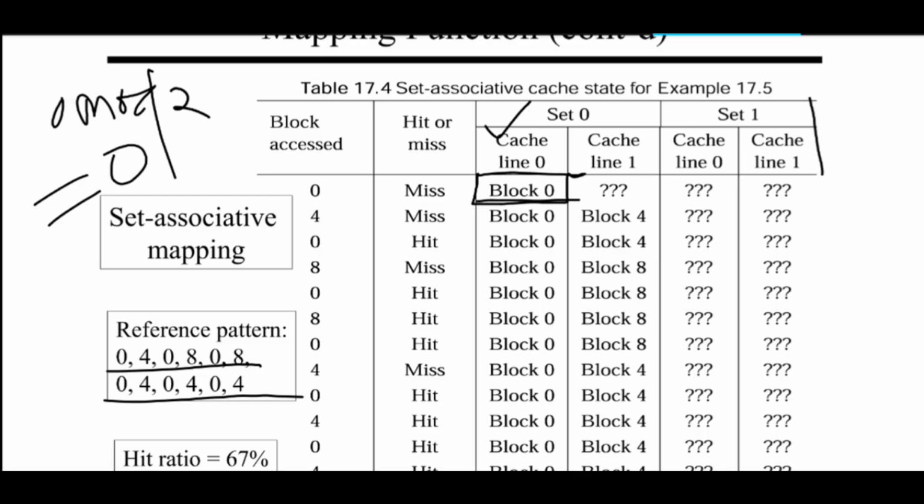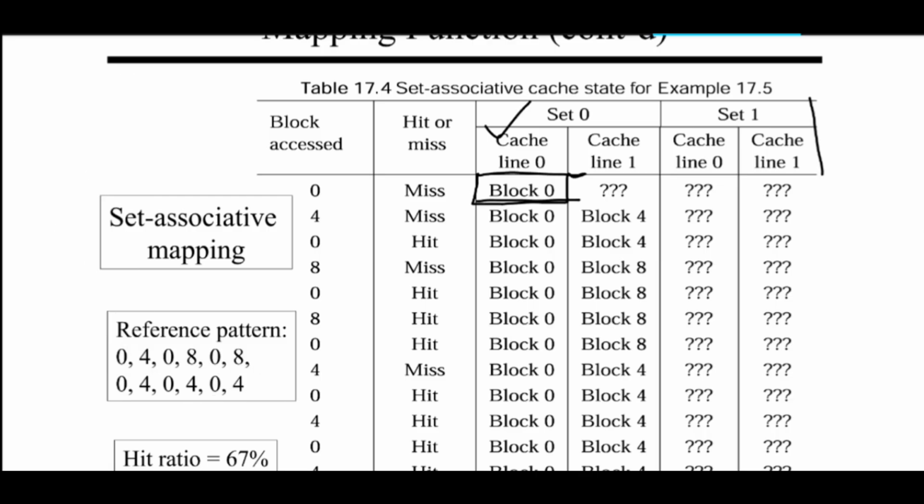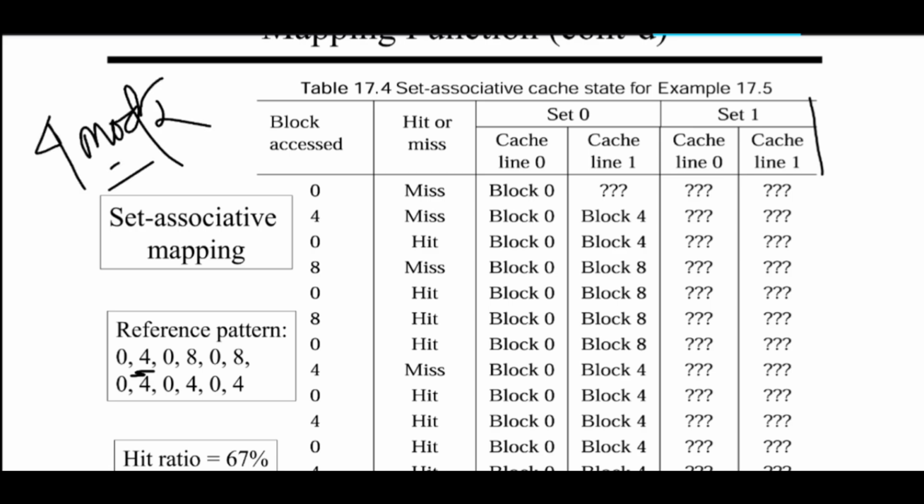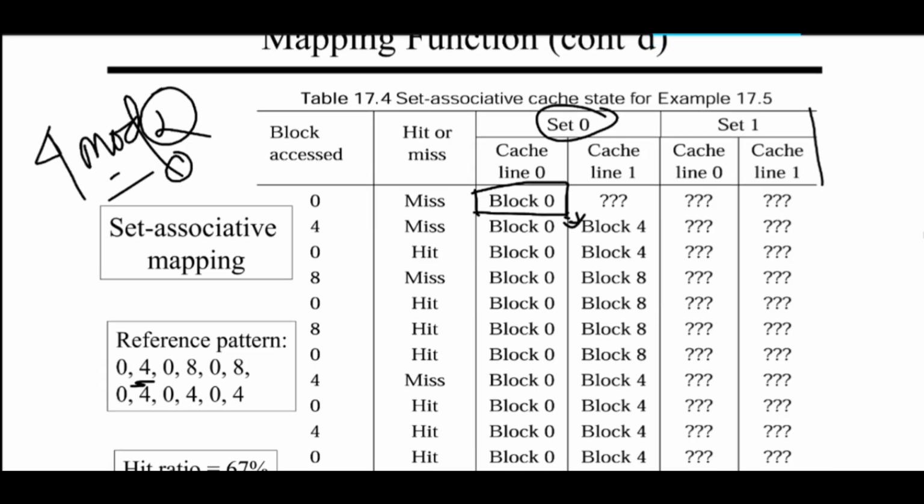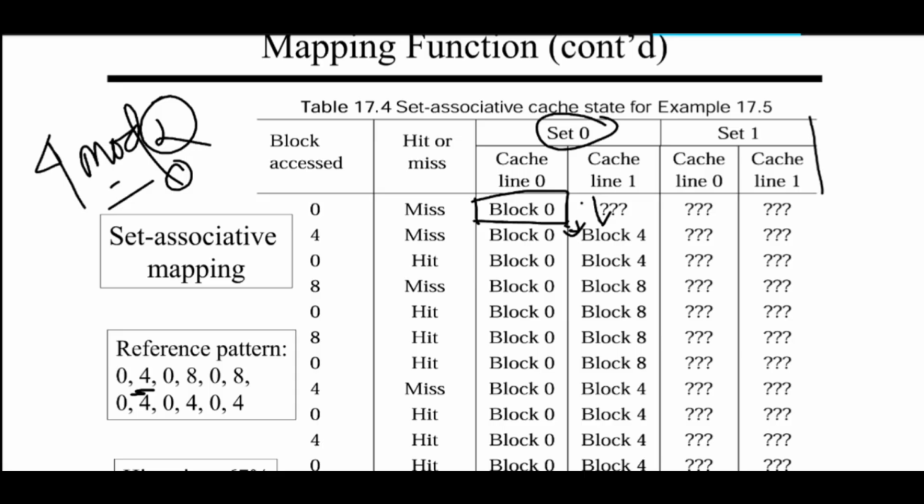After that there is a reference to 4. Then 4 mod 2, where 2 is the number of sets, is again 0. It is also stored in set 0, and the first line is full because block 0 is loaded. So block 4 is loaded in the second line.